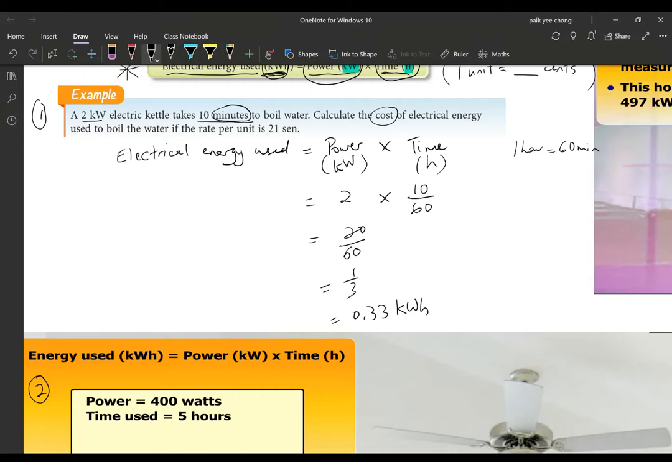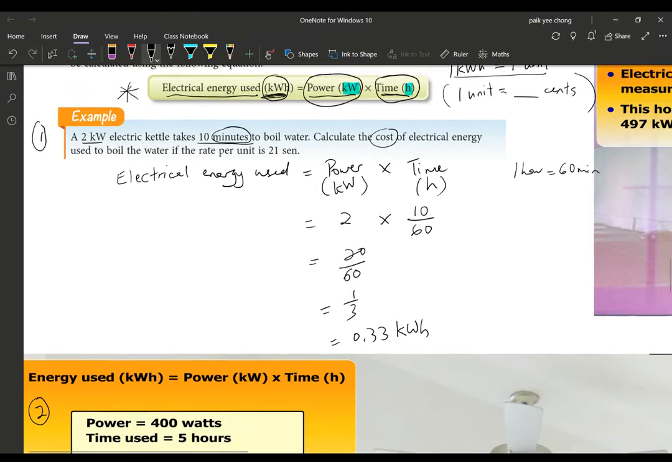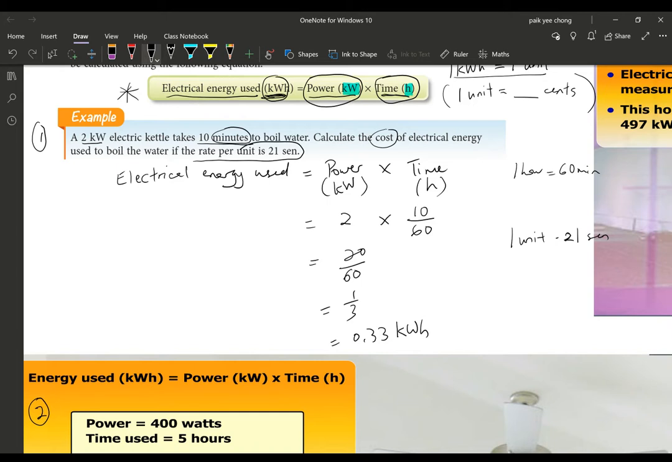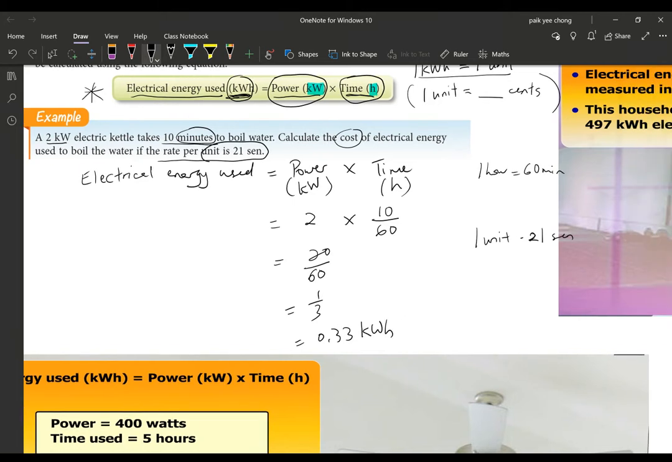Now, the second part is you need to calculate how much money is this. 0.33 kilowatt hour is how much money? How much you have to pay for it. So 1 unit is 21 cents, according to the question here. Now what you have used is less than 1 unit. It's only 0.33 units. So what you need to do is 0.33 times 21 cents.